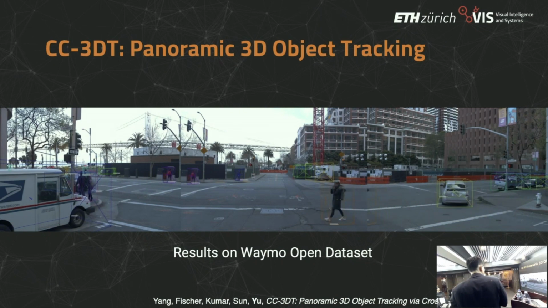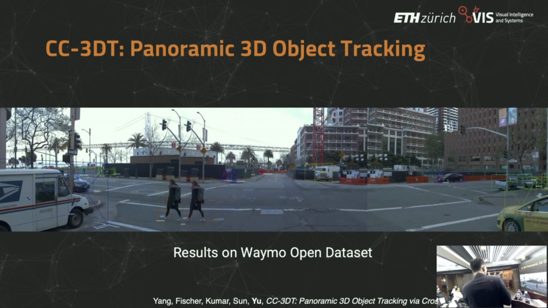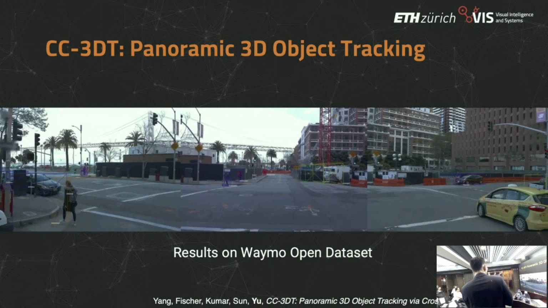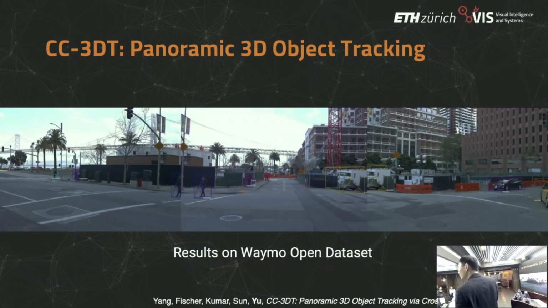And here is another demonstration on the Waymo Open Dataset. You can see that this person is transitioning smoothly from one frame to the other.